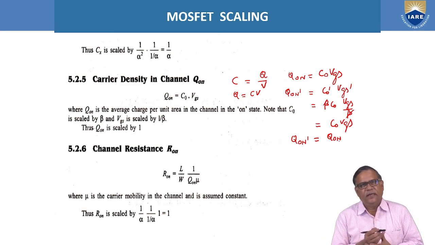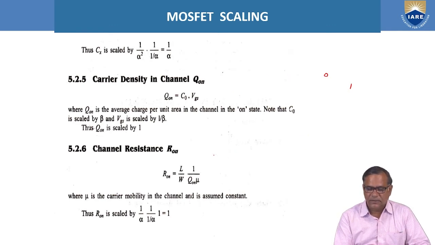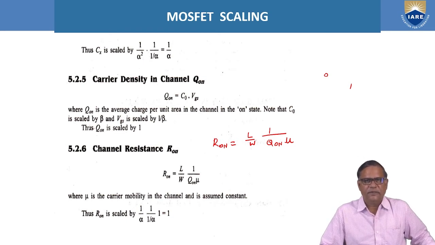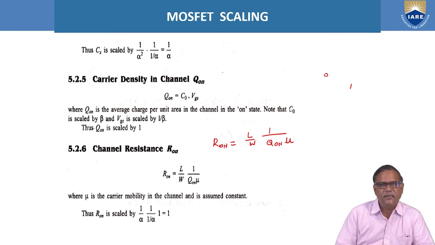Now let us see the effect of scaling on the channel resistance. The channel resistance is given by this formula: R on is equal to L by W into 1 by Q on mu. Mu is the mobility of the charge carriers. If it is an N MOSFET, you have to take the mobility of electrons. If it is a P MOSFET, you have to take the mobility of the holes. L is the length of the channel, W is the width of the gate, and Q on is the carrier density in the channel.